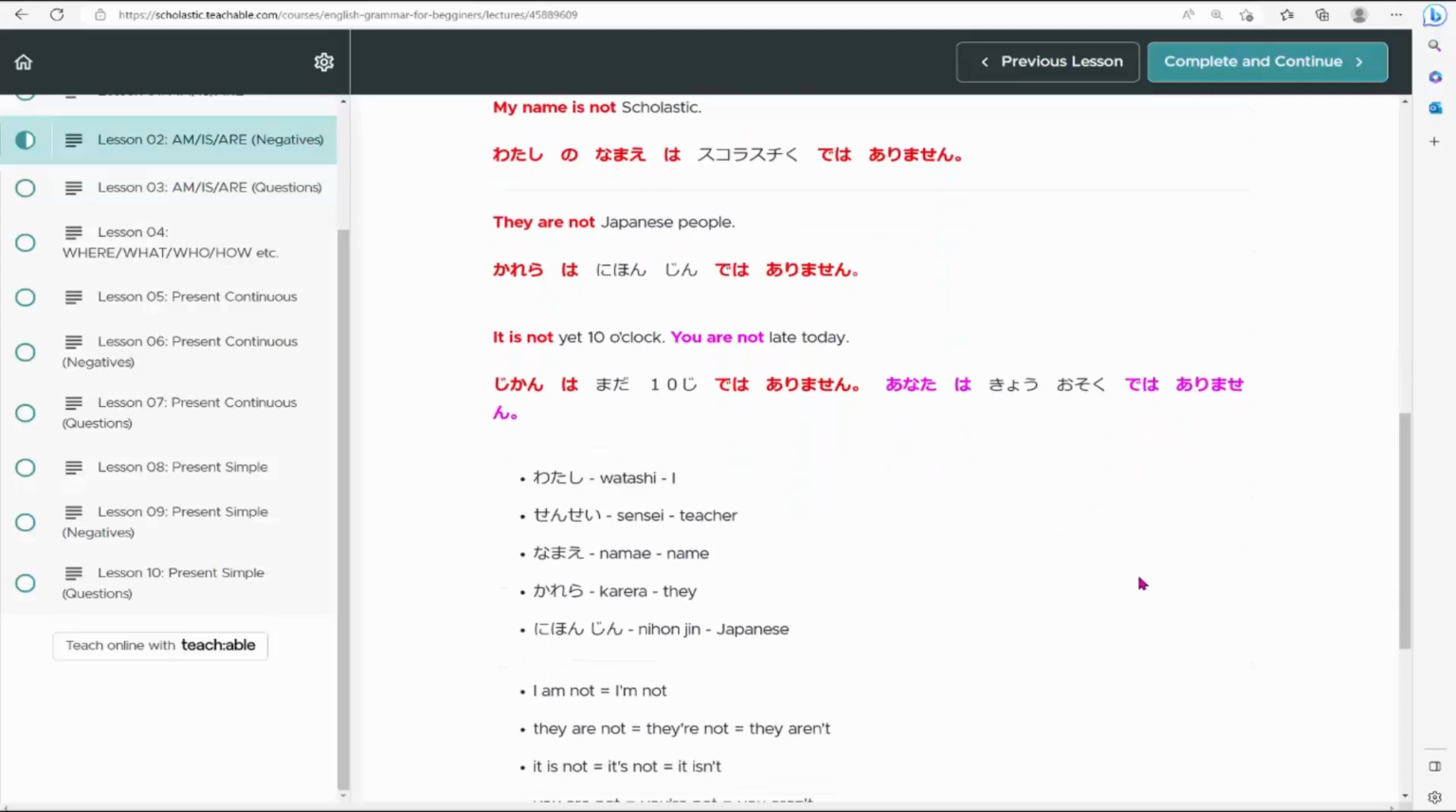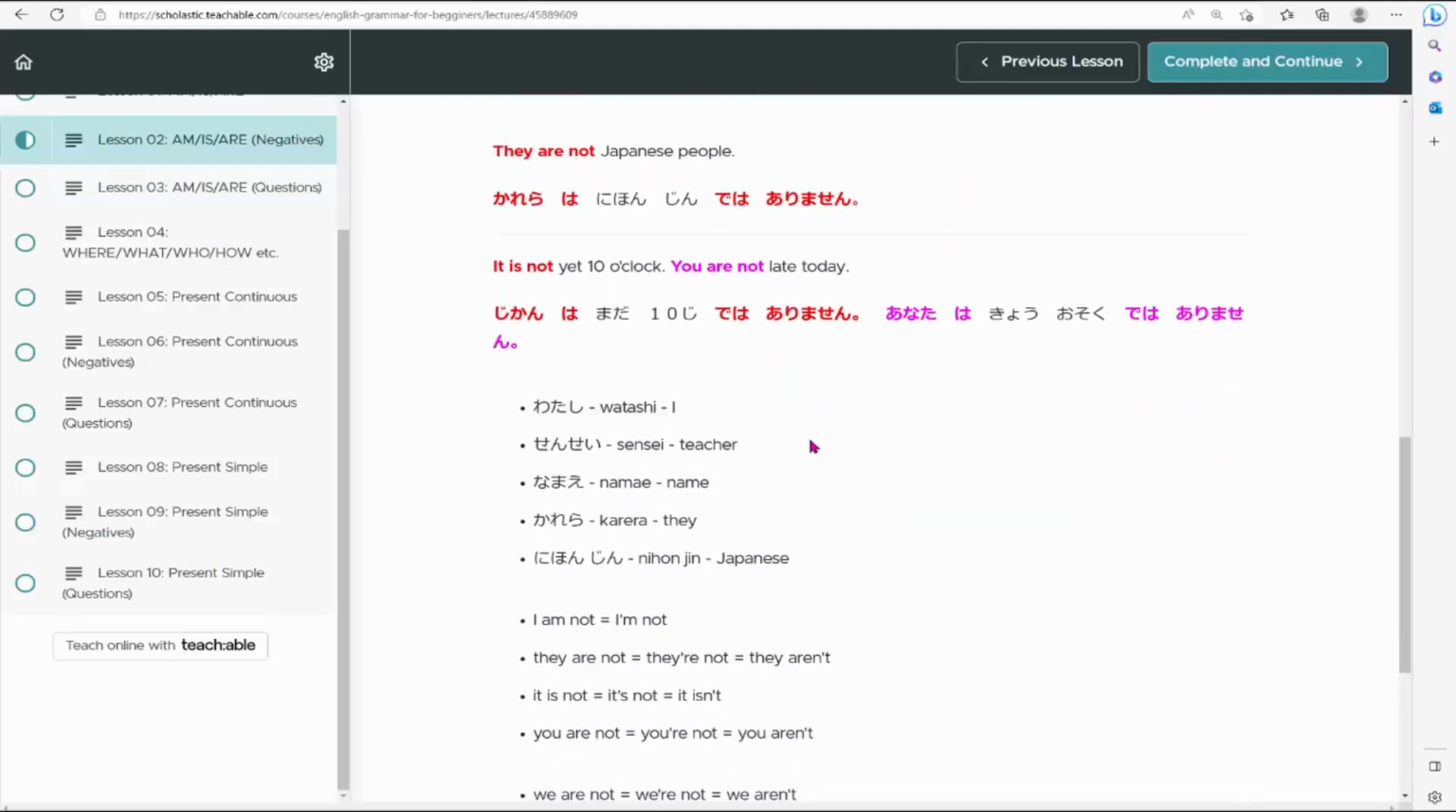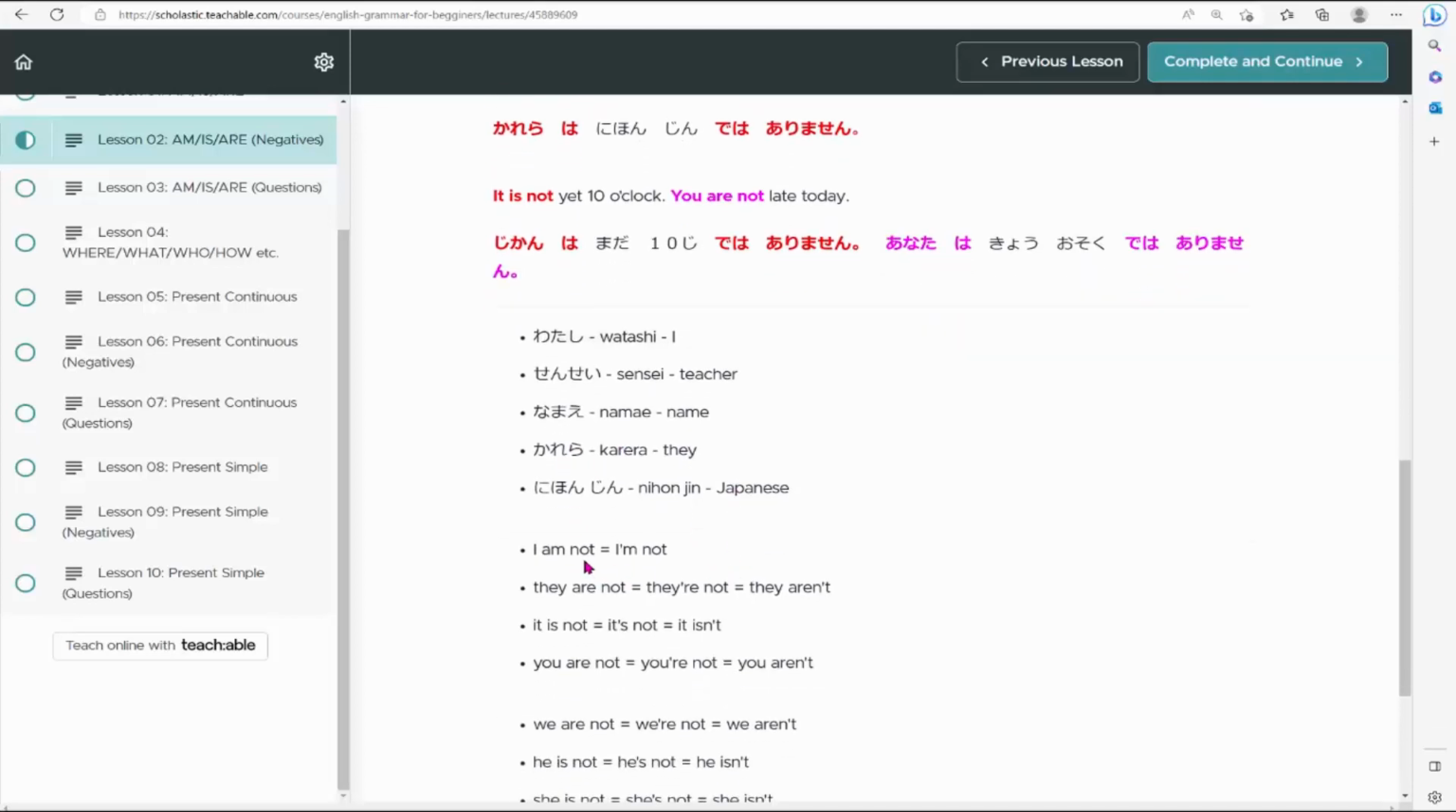So there are other words that we have used already. Watashi means I. Sensei means teacher. Namae means name. Karera means they. Nihonjin means Japanese people. "I am not" can be written as "I'm not."